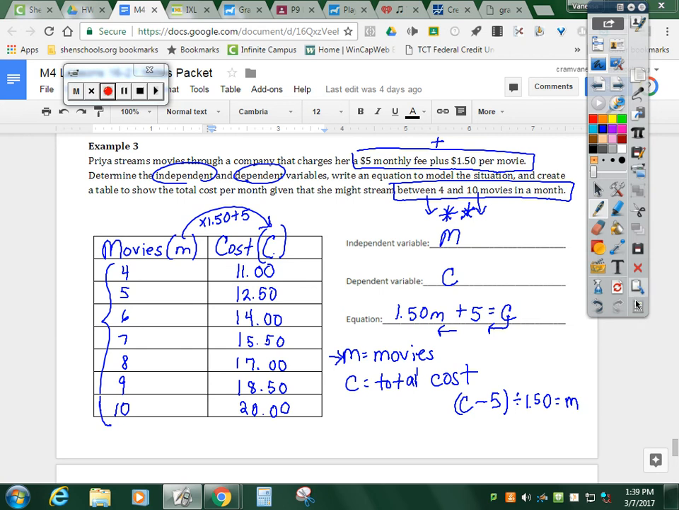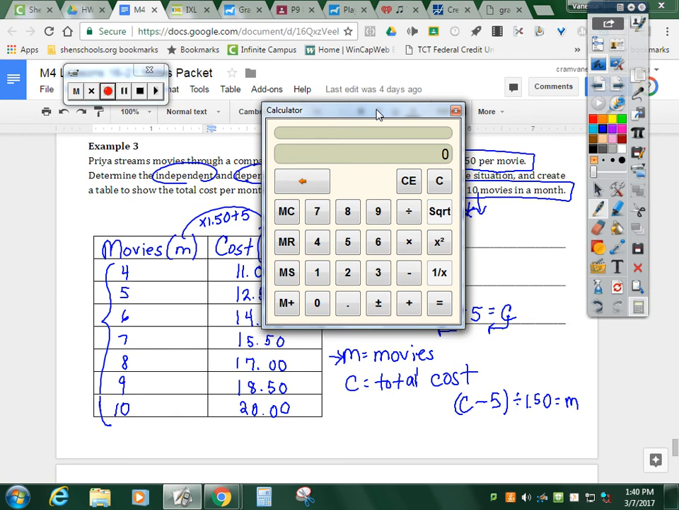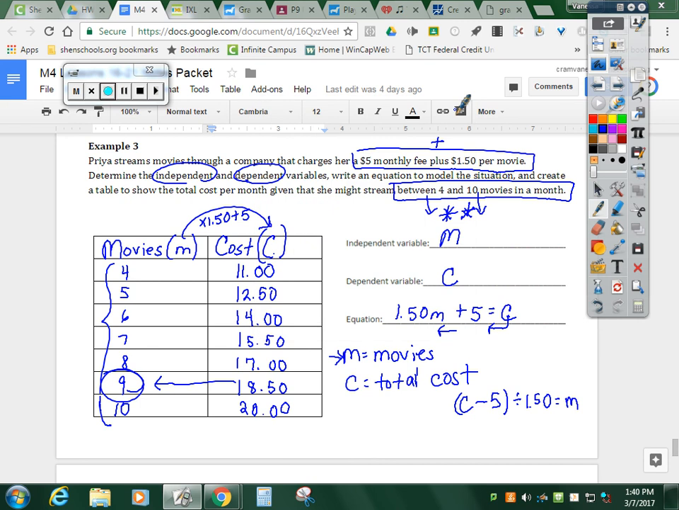So, let me take out my calculator and just give it a try. I'm going to start with $18.50. If I take $18.50 and subtract the $5 flat rate, I end up with $13.50. Now, if I divide $13.50 by $1.50, I should get 9 movies. Yay, I do. And that was basically a summary of our lesson that we did today.